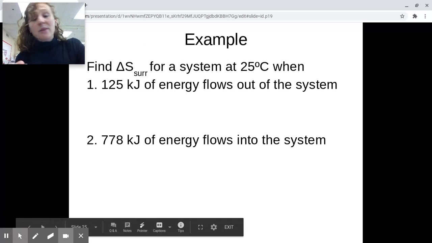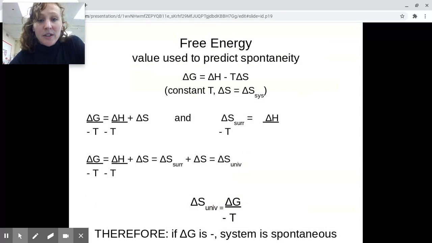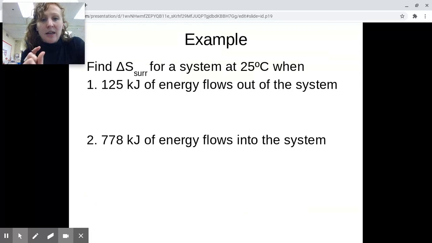Okay, here's a great example. I'd really like to go through this together as a class. And then after we go through this example, we're going to get into our last thermodynamic quantity, which is free energy. Okay, so let me know what kind of questions you have, and I'll see you in class.